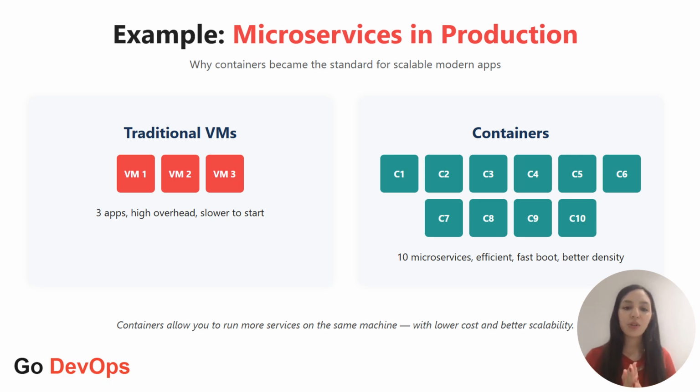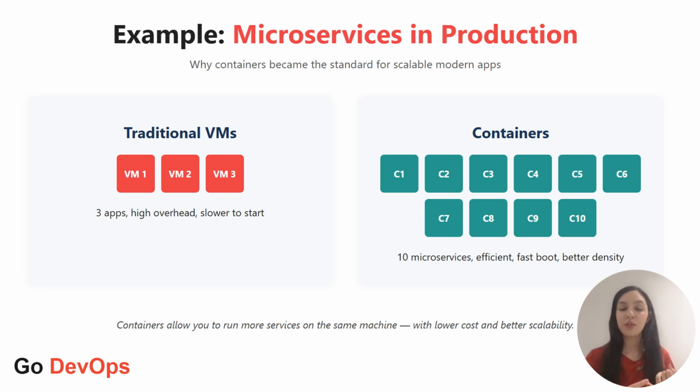On a single host, you might be able to only run like 2 or 3 apps. And on the right, we have containers. So here you can run between 8 to 10 microservices on the same machine, because containers are lightweight and share the host operating system kernel. And that efficiency is a game changer.